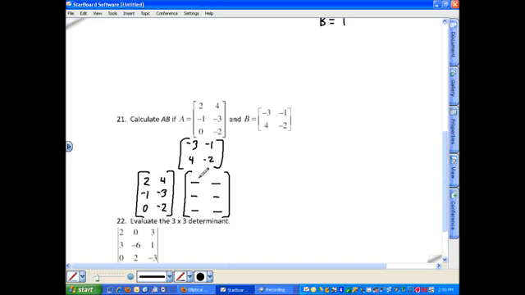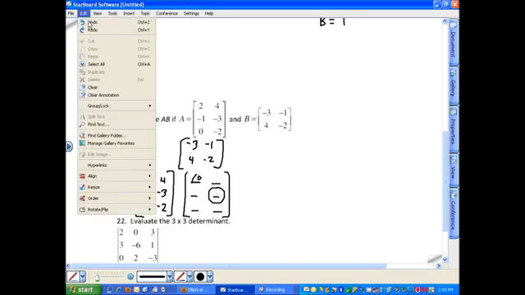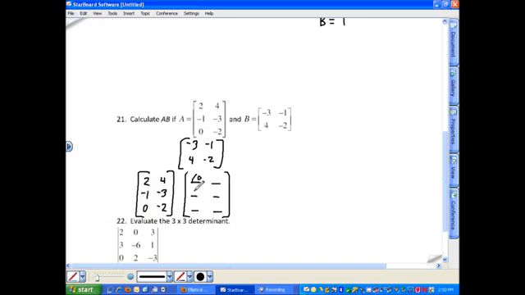This entry here, we need to go across that row and down that column. The 2 times negative 3 makes a negative 6, and the 4 times 4 makes 16. Adding those two is going to give you a 10. And that's how the multiplication works. Whatever entry you want, like this entry here, that's going across the middle row and down this column. So go across the middle row and down the column.